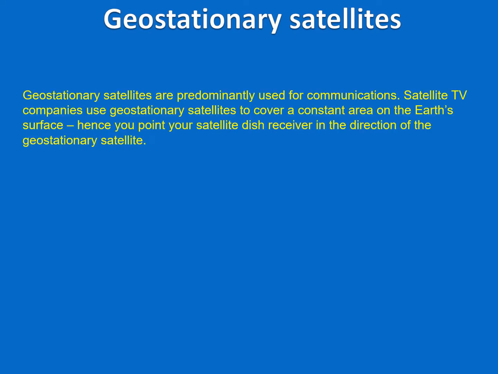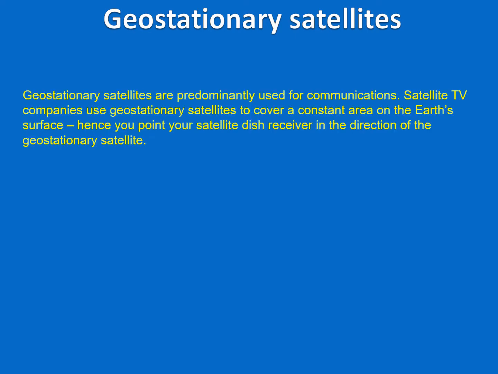So an application for satellite motion, using the expression that we've shown in the past slide, r cubed over t squared is equal to GM over 4 pi squared, is geostationary satellites. Geostationary satellites are directly above the Earth's equator, and they have the same orbital time period as the Earth. So it's 24 hours, and they remain in a fixed position.